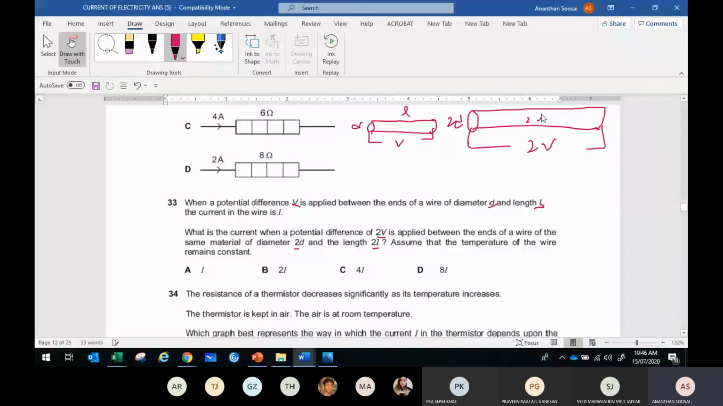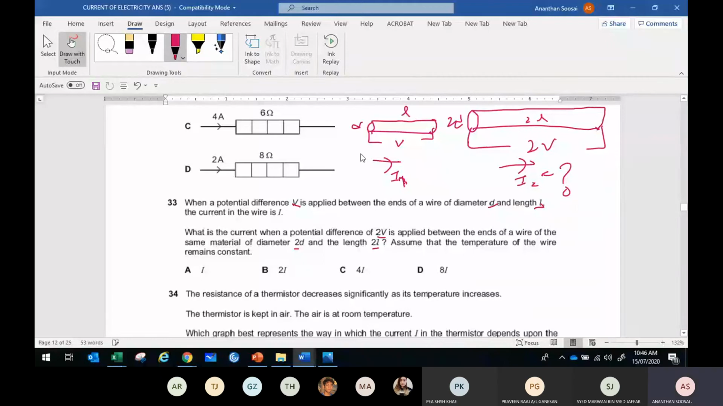Okay, they're asking what is the current flow here? What is the current here ratio? Maybe I put I1 to I2, right? Assume the temperature of the wire remains constant. Oh, sorry. The current flow in the first wire is I. What is the current flow in I2?